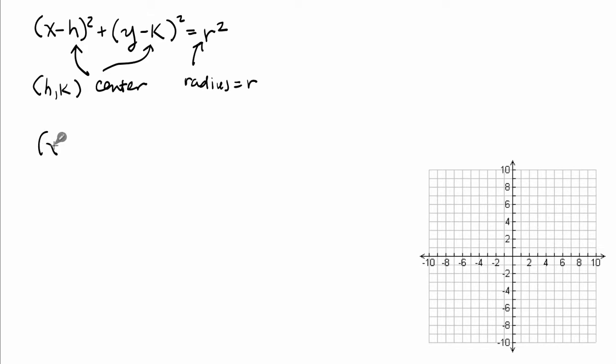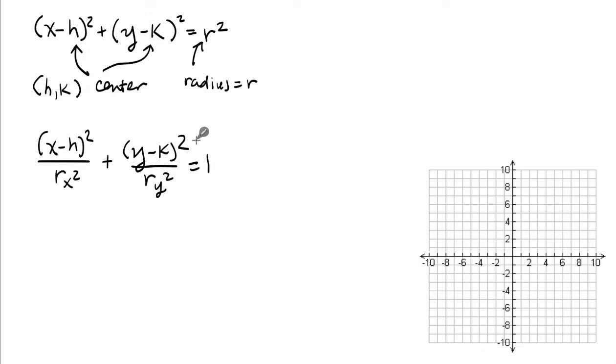And there's another equation that looks very similar, minor differences: x minus h squared divided by r sub x squared plus y minus k squared over r sub y squared equals 1. And this is an equation for an ellipse. And in some of the previous videos we've gone over drawing an ellipse based on an equation.